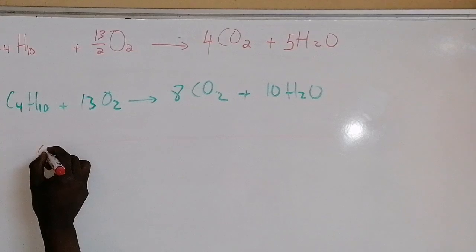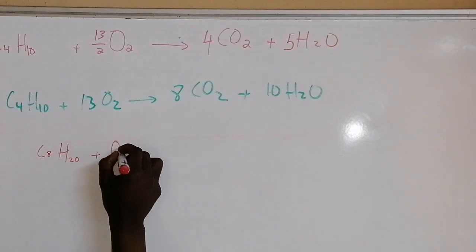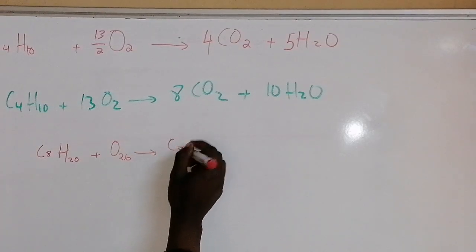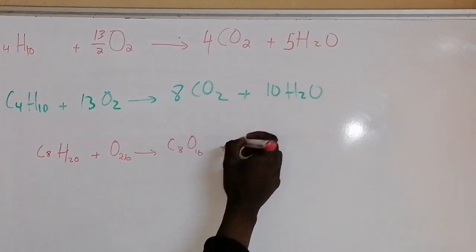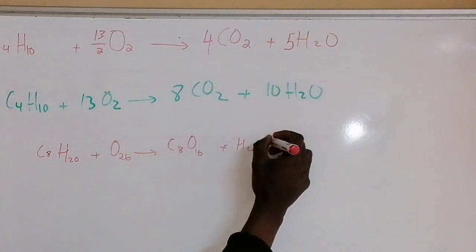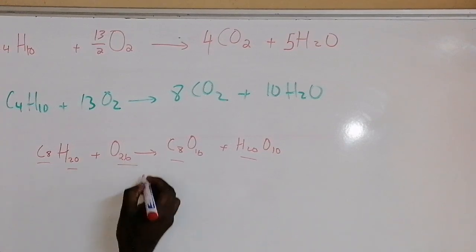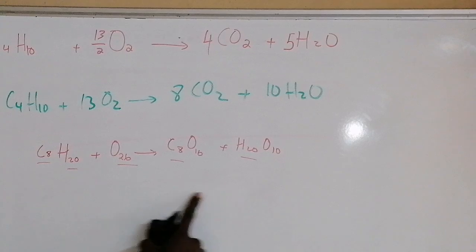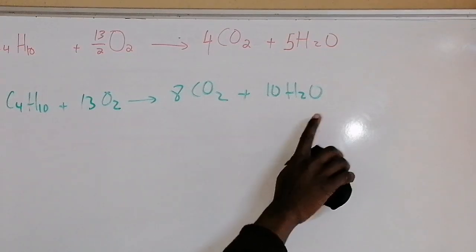Then let's use that other method to prove if it's really balanced. This and this, it's C8. This and that, it's H20. This and this, O26. This and that, this and this is C8. This and that, it's O16 plus this and this, it's H20, 10 and 1 there, it's O10. Then C8, C8, H20, H20, O26. Then here we have O16 plus O10, then 10 plus 16 is 26. Therefore, it is balanced. Don't present this one in your answer sheet. You are just using this to prove that this equation is balanced.